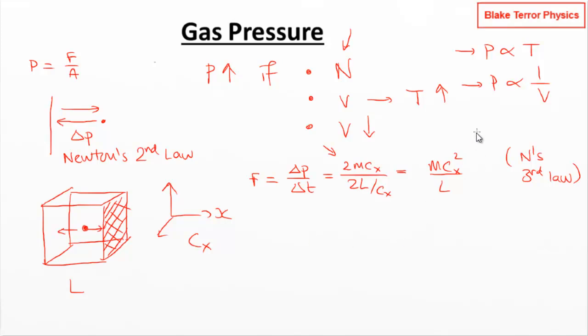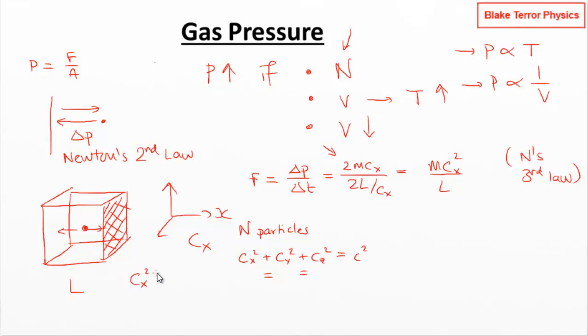So we need to now generalize this, because of course this is just telling us an impact on one face by one particle. We need to start stepping this up to say, now we've got capital N particles, and they're moving in all directions. But because they're moving randomly, we can say that cx squared plus cy squared plus cz squared is not only equal to c squared, the total speed of a particular particle, but that they're all equal to each other.